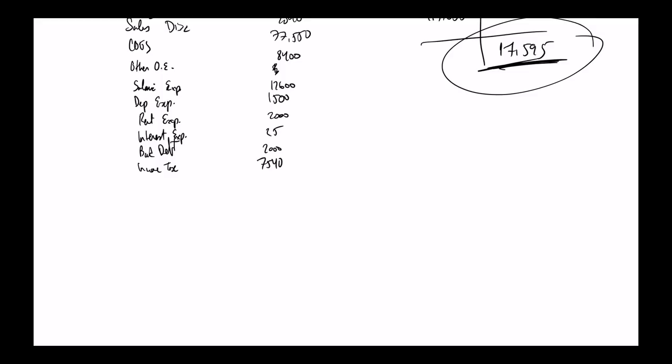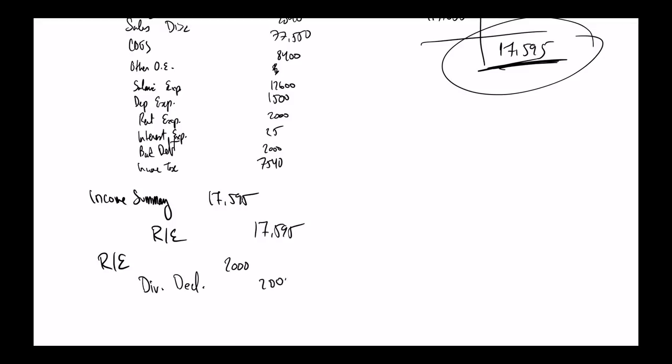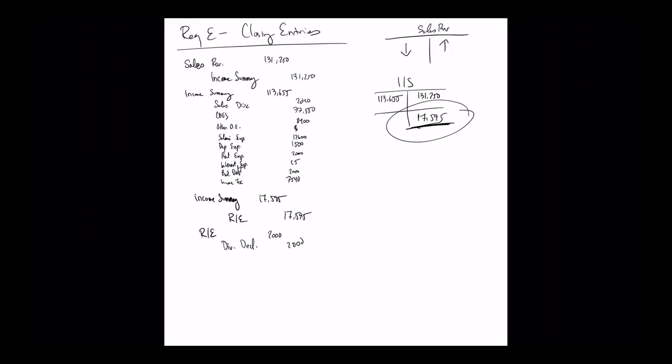We're now going to close that account out, so we're going to debit income summary for 17,595, and we're going to credit retained earnings for the balance. And finally, we're going to take the dividends out of our retained earnings account. So debit retained earnings and credit dividend declared for 2,000. And the books are closed. So this is basically the journal entries that move all of your income statement accounts into your retained earnings.